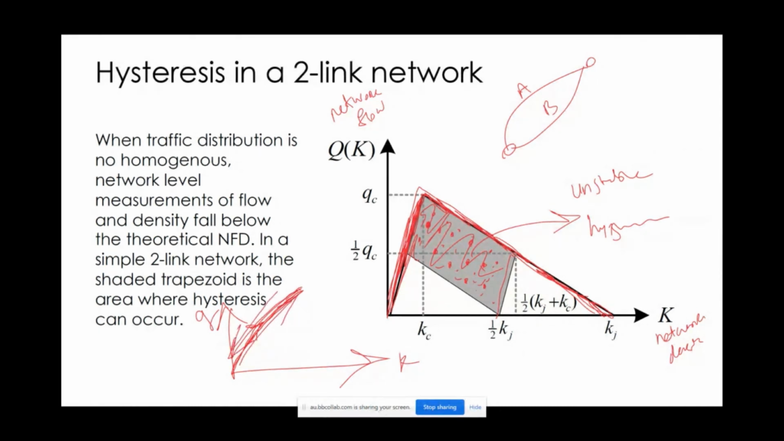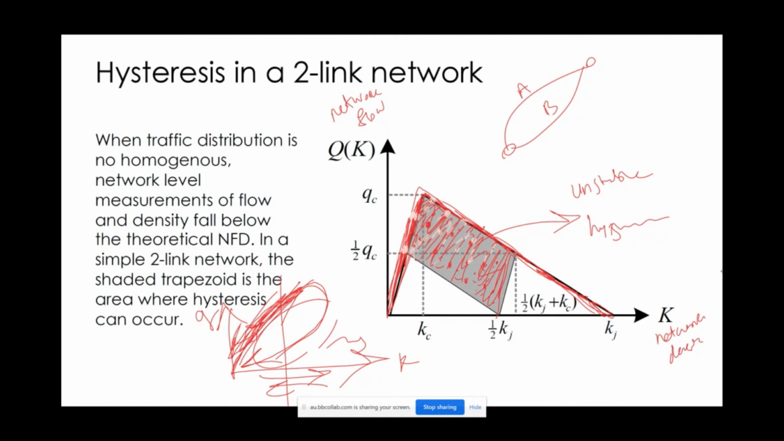So going up and going down will superimpose, or we can come back on another way. If the path that we are traveling in this fundamental diagram, when density is increasing or decreasing, is not on the same line, that is called hysteresis. So this shaded area here represents the area that a hysteresis could form.